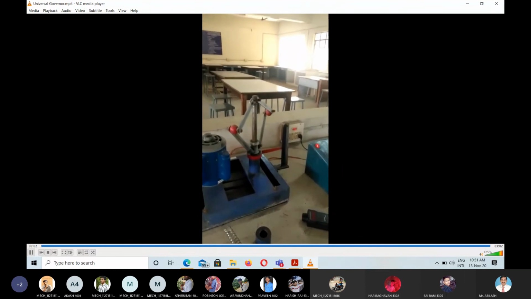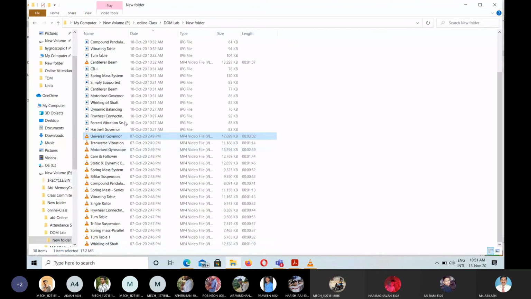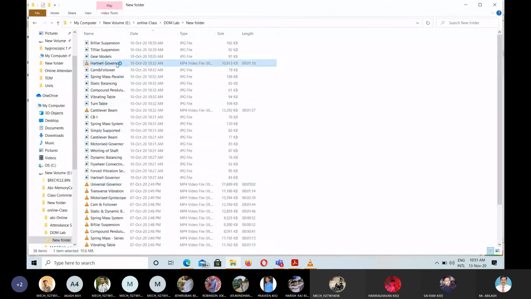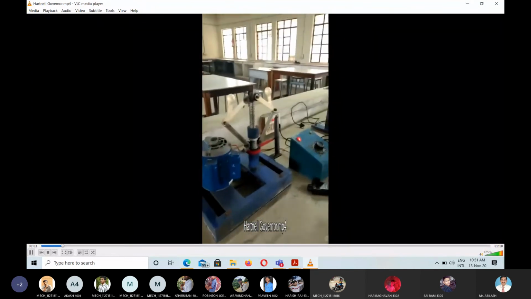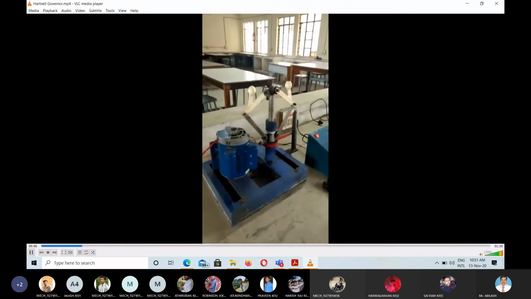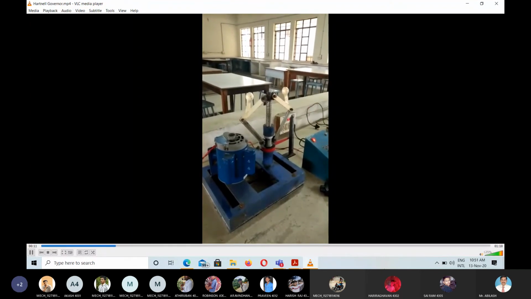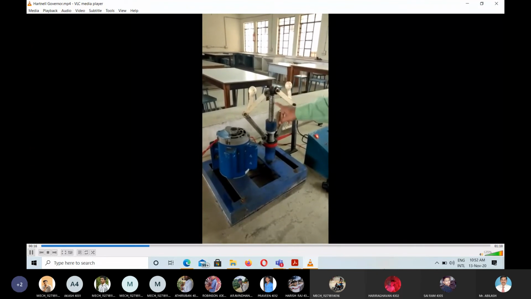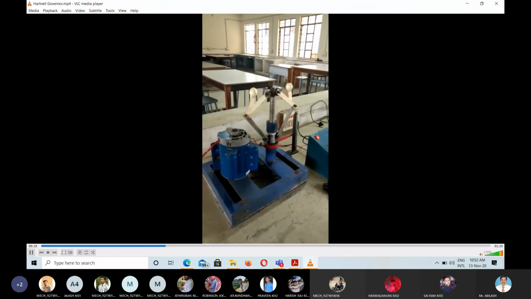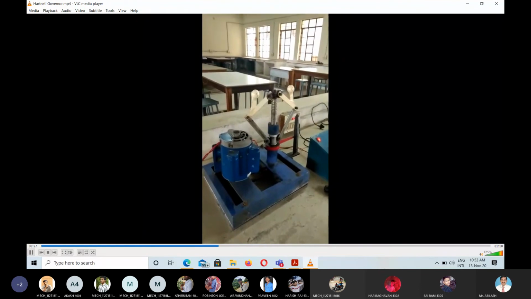Let me discuss the Hartnell governor. It will give a clear idea. So guys, this is the Hartnell governor position. We are going to do the Hartnell governor experiment. I already explained the governor experiment. This is the position of the Hartnell governor. If this spring is taken out, then it becomes a Royal governor. The other two, Porter and Watt governor configurations, you already know very well.